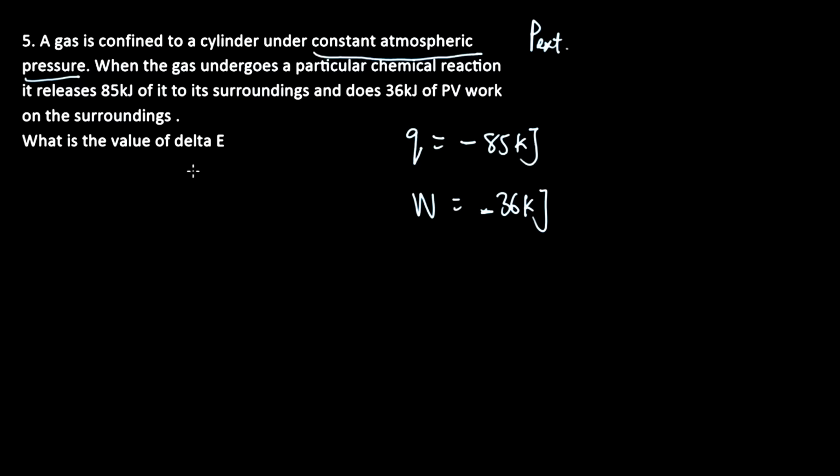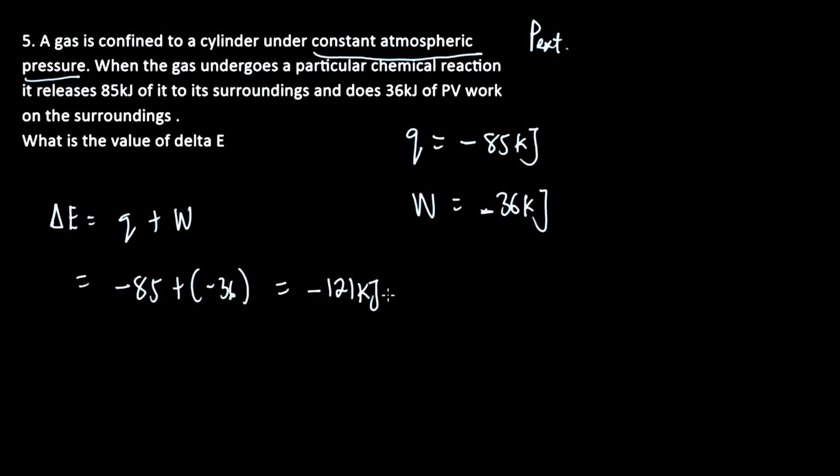So we need to calculate the change in internal energy of the system. So change in E equals Q plus W. Therefore we have negative 85 plus negative 36. So we have this to be negative 121 kilojoule, right?